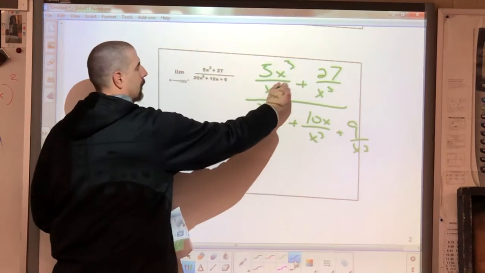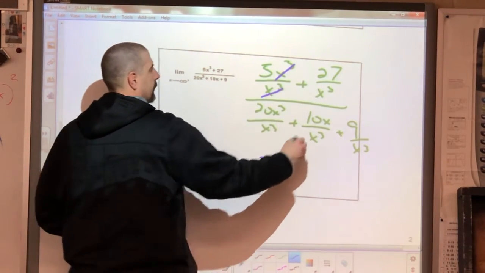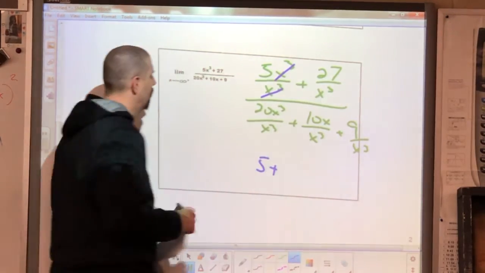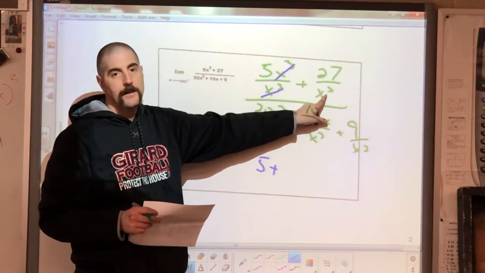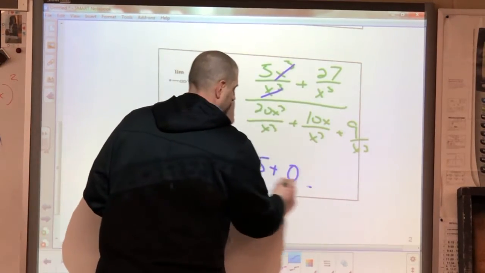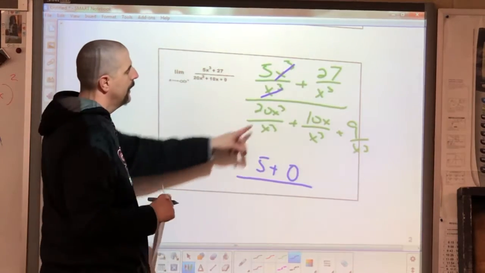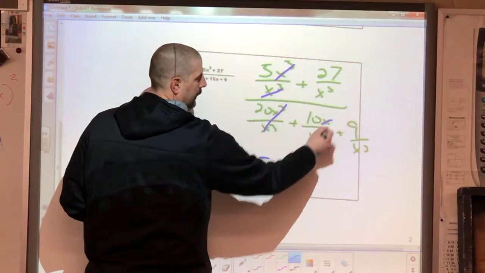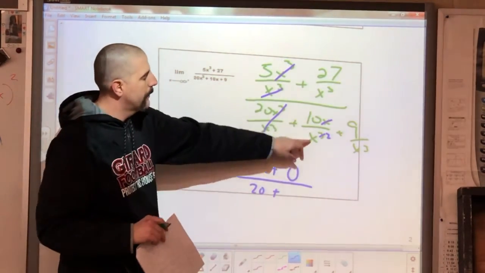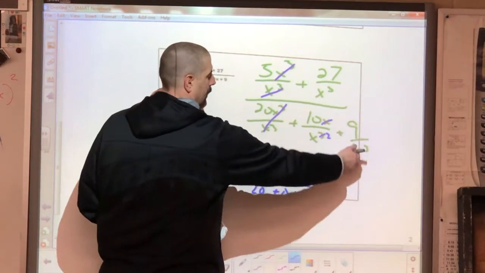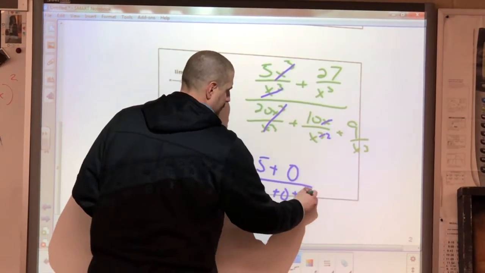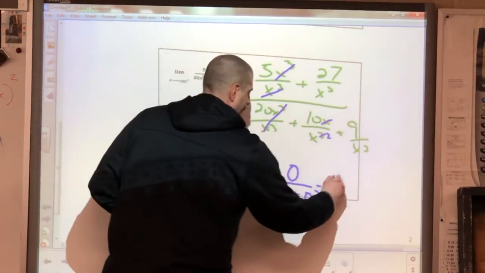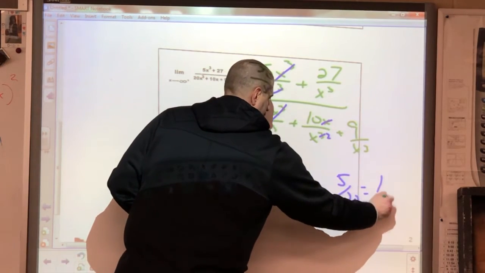So here, that's just 5. Here, a number divided by x to any power, so x would be infinity. So 27 divided by infinity would just be 0. So anytime you have a number divided by x. Here, this would cancel, you'll get 20. Here, that's canceled, that's x squared. So you have a number divided by x, that's going to go to 0. Here you have a number divided by x to any power, that's also 0. Remember, x is going to infinity in all these. So you're going to get 5 over 20, or 1/4.